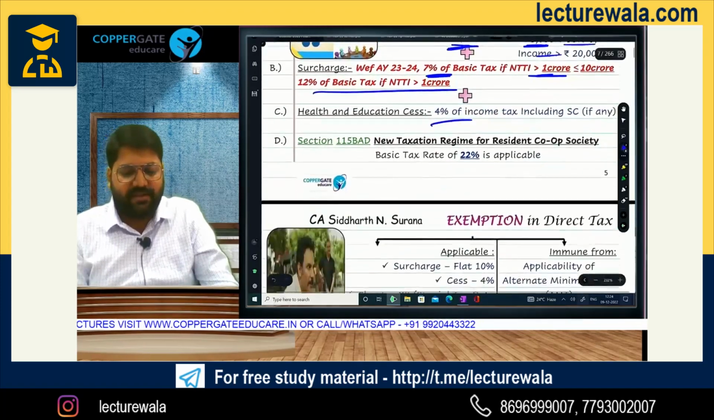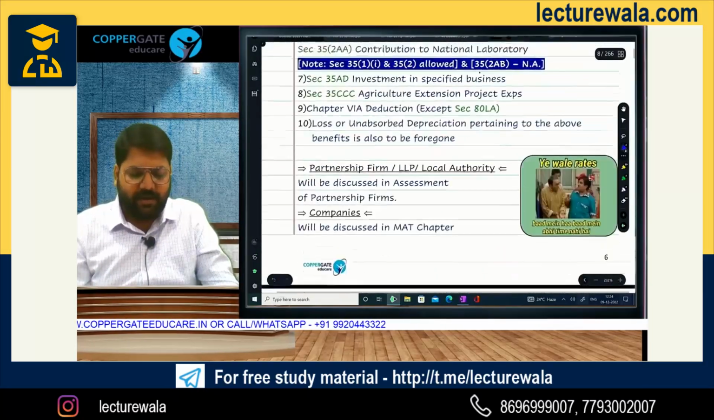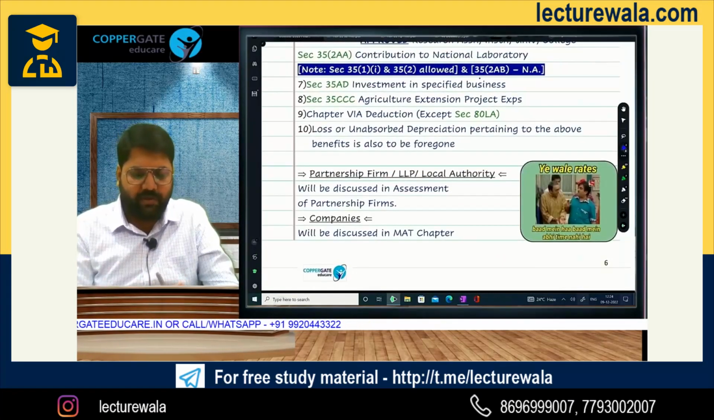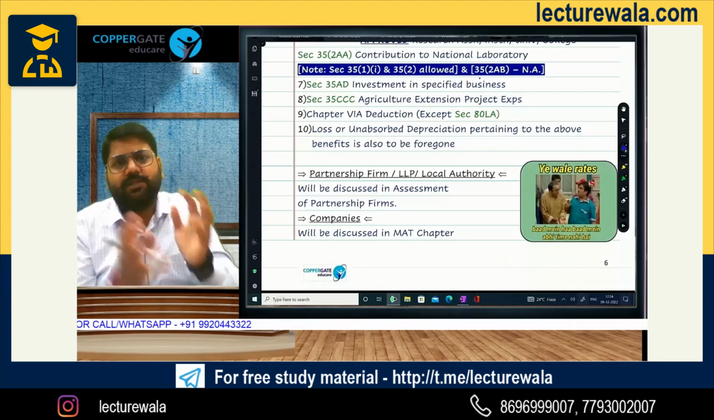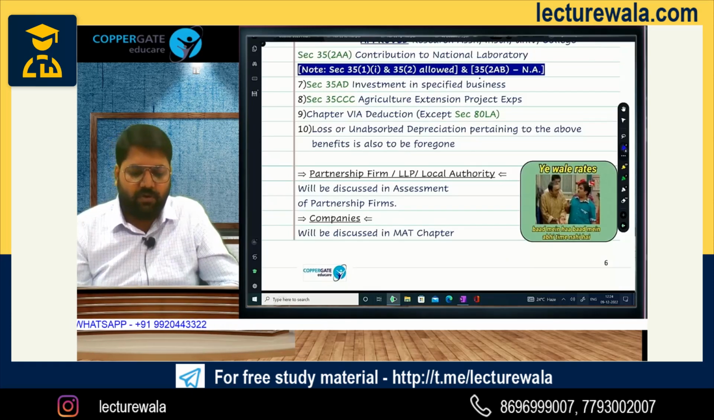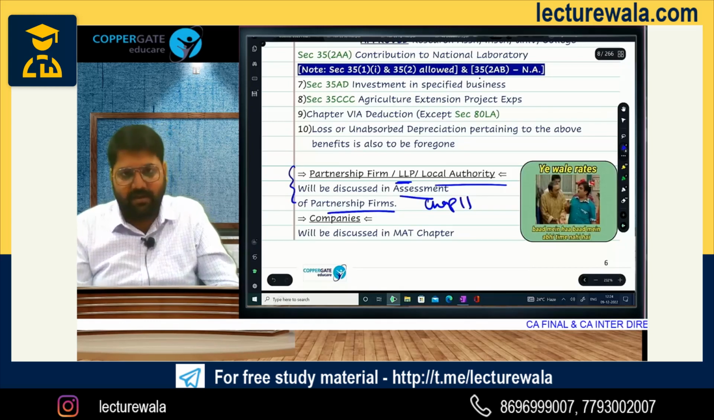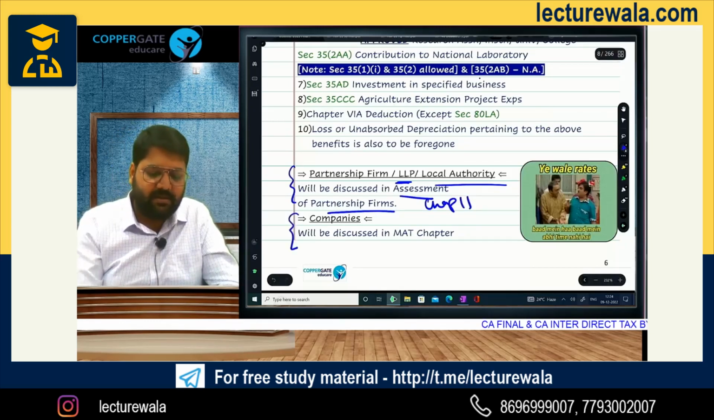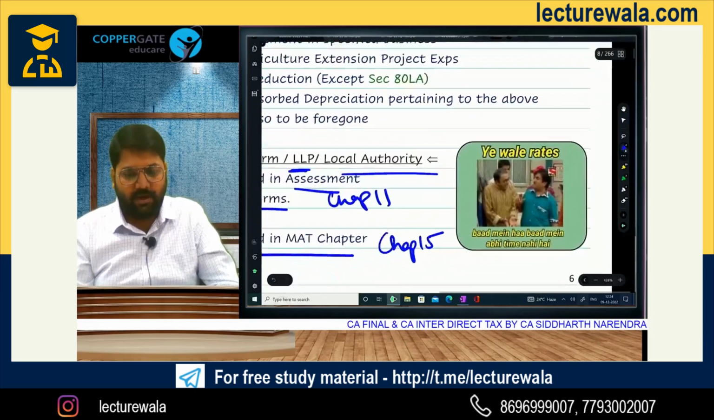Like individuals, there is a new taxation regime for cooperative societies. The full new taxation regime will be discussed separately in another video, part 2, which will be taken in detail from the full course. As I explained in the beginning, important concepts will be taken in detail from our full course video. As far as partnership firms are concerned, the same tax rate applies to LLP and local authority. This will be discussed in the chapter on assessment of partnership firms, which is chapter 11 in our textbook. And as far as companies are concerned, we will be discussing them in the MAT chapter, which is chapter 15 in our textbook. So later, not now.